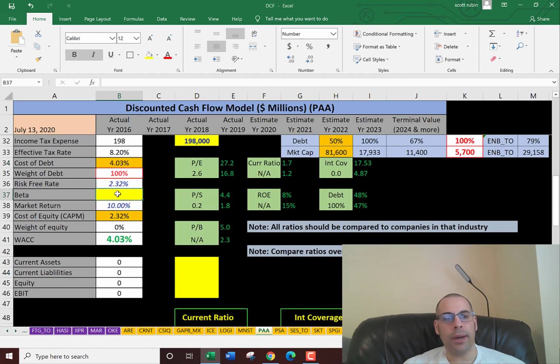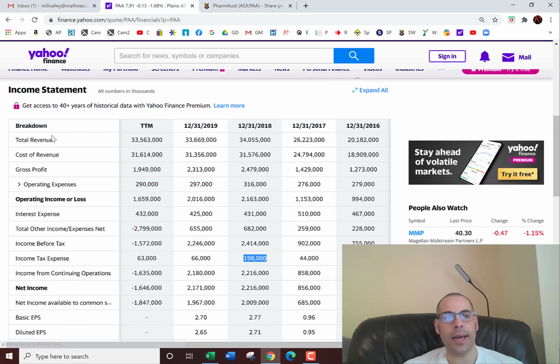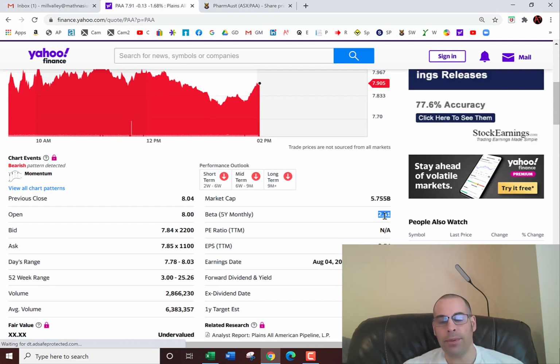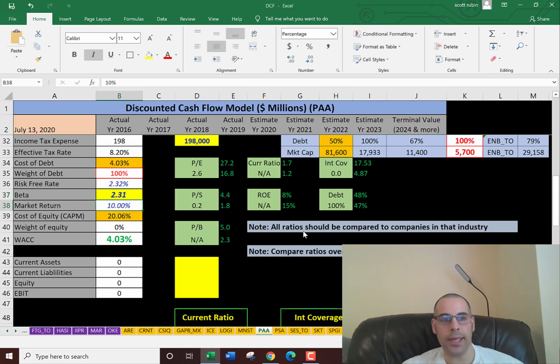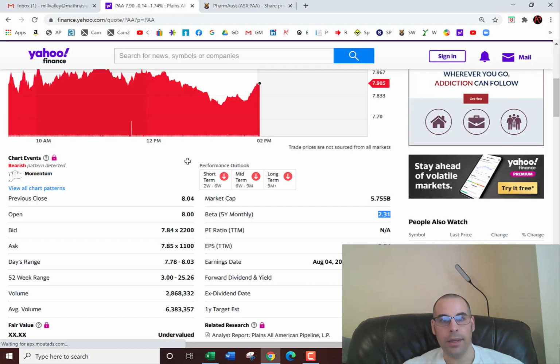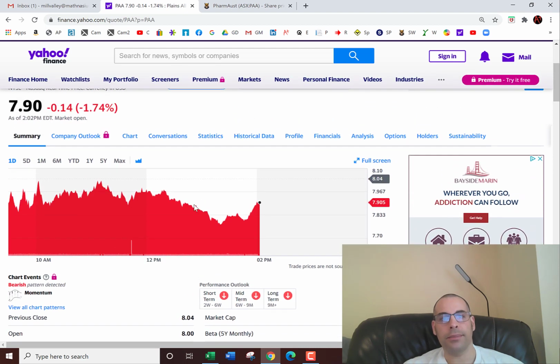Let's get the cost of equity. We need the beta, and the beta is how much the stock moves relative to the entire market. And they have a beta of 2.31. That's a really high beta. So that means the stock moves more than twice the market moves, so it's a volatile stock. So volatile stocks tend to be more risky, and you need a higher return to compensate for that risk.